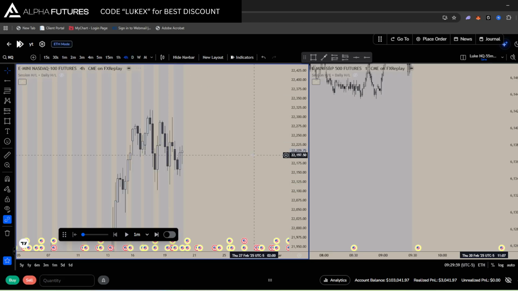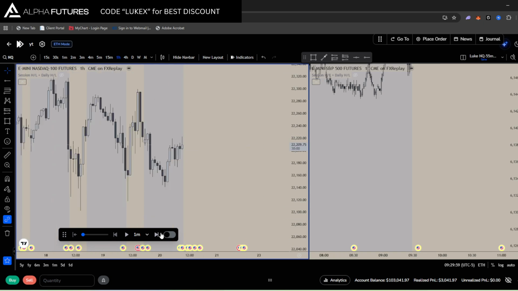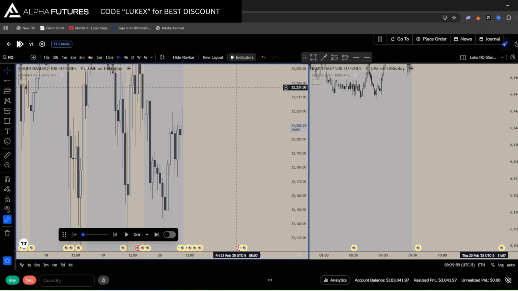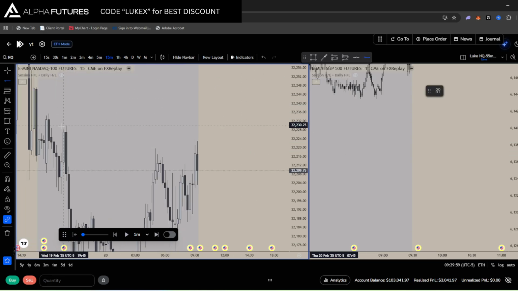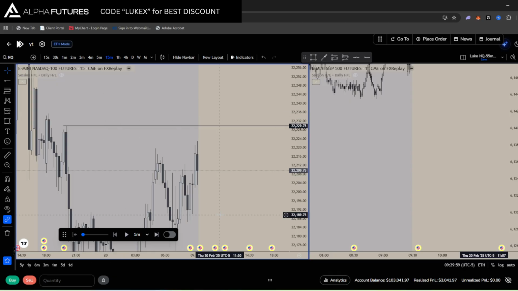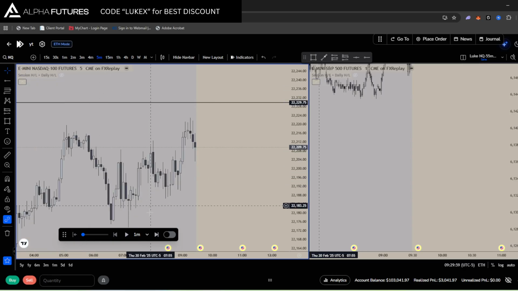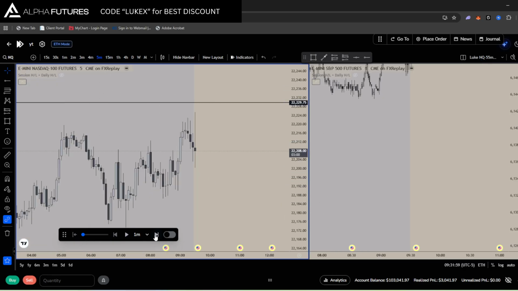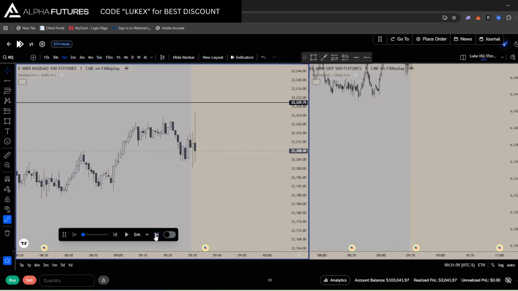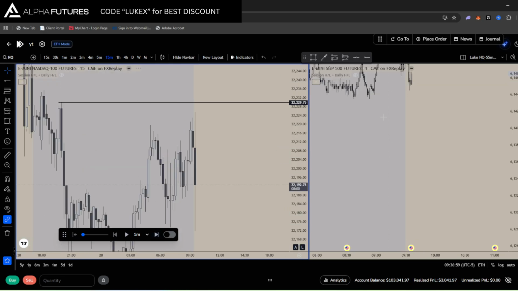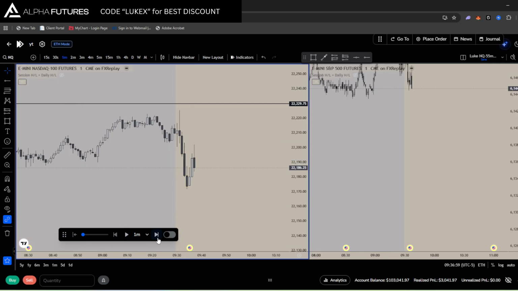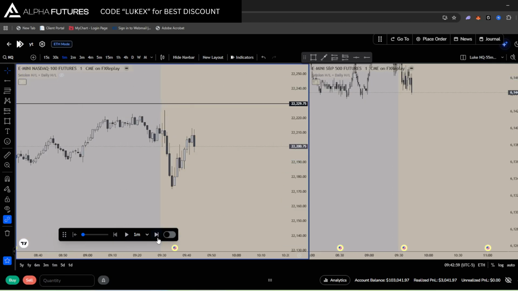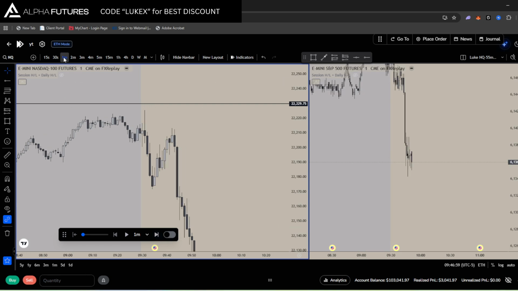Daily kind of looks bad. 4 hour looks terrible. We swept that high. Our next draw for buy side is up here. Okay, we're in a 5-minute gap. Let's see if we can get some. What is going on? This looks so bad. Like, I don't really know. Yeah, this looks so bad.